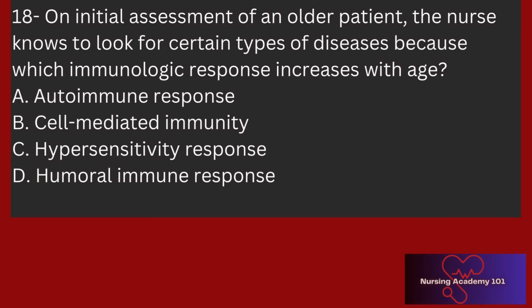Question number 18. On initial assessment of an older patient, the nurse notes to look for certain types of diseases because which immunologic response increases with age? A. Autoimmune response, B. Cell-mediated immunity, C. Hypersensitivity response, D. Humoral immune response. The answer is A. Autoimmune response.